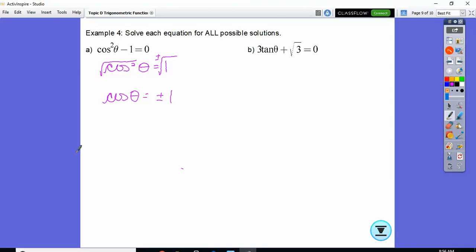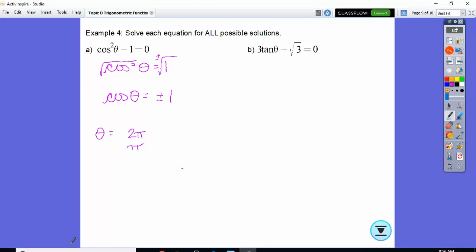Okay, so now let's look at our circle. Cosine, if you're looking at your unit circle, that's your x. When is that positive 1 or negative 1? Or is it positive 1 now? 2 pi. That's the same as 0, so you could list either one. And where is it negative 1? Okay, so my answers are pi and 2 pi, but I didn't give you a stopping point.